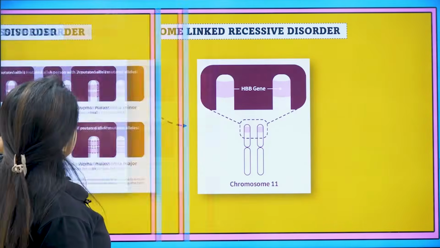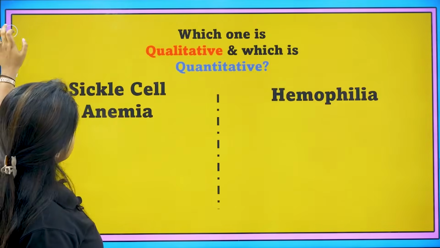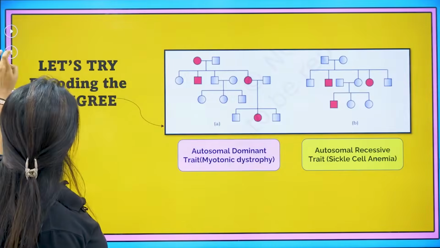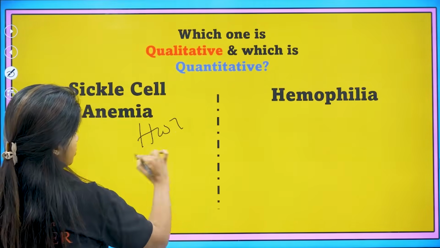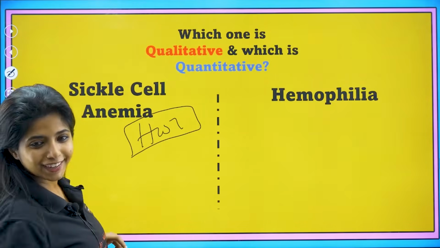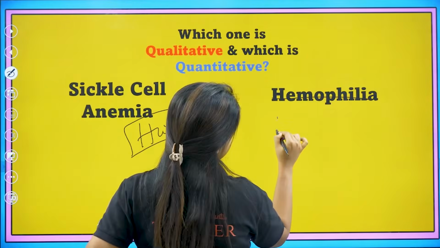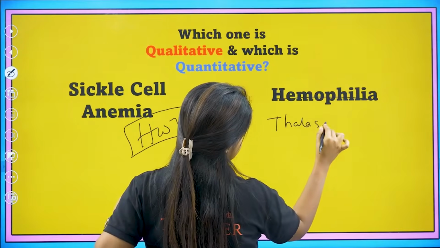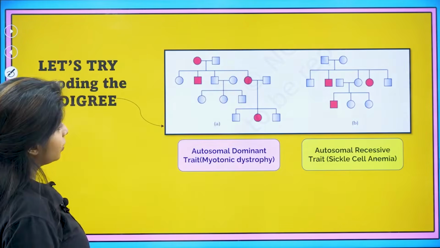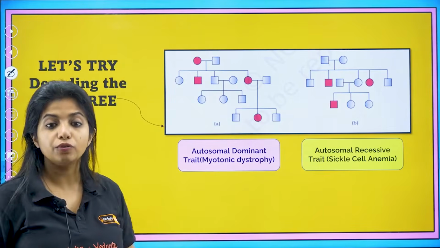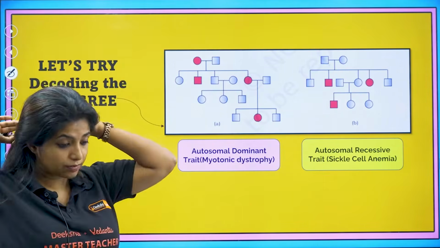Now, in your NCERT, you have something that is known as pedigree. Which one is quantitative and which one is qualitative? Can you tell me? This is your homework number 1 question. Now, you can tell me. Not hemophilia, it is thalassemia. Okay, now I need you to understand how this particular thing works.